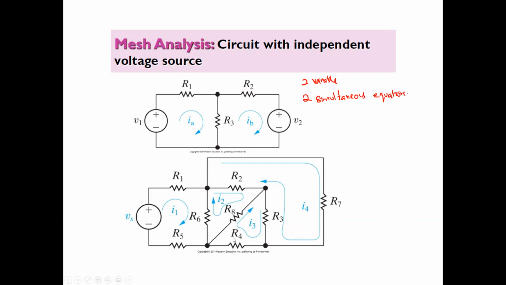For the second circuit, we have four loops: mesh current number 1, mesh current number 2, mesh current number 3, and mesh current number 4, meaning that you have four variables, which are I1, I2, I3, and I4. So you also have four simultaneous equations that need to be solved.